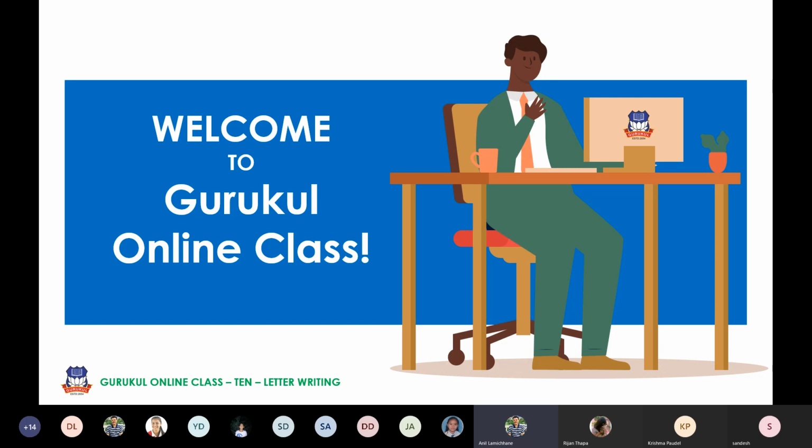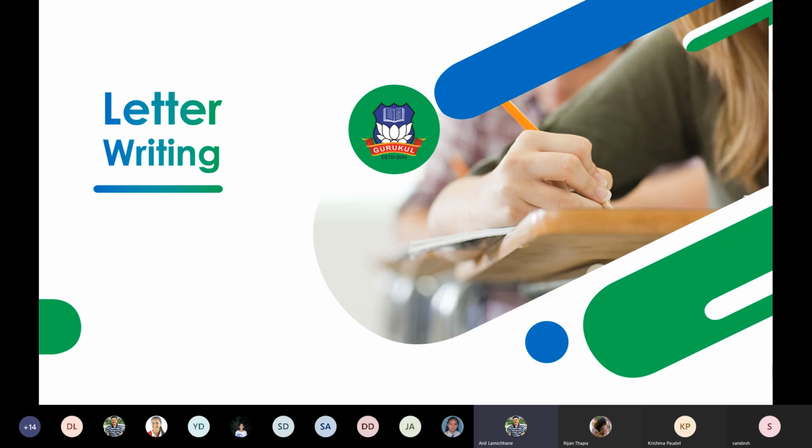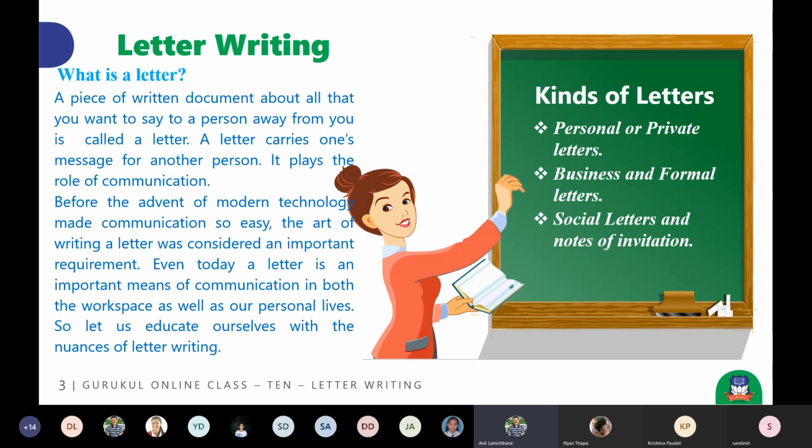So letter writing. First we'll be talking about what is a letter, what is letter writing, and types of letters. This way we'll go. So here, kinds of letters: personal or private letters, business and formal letters, and some social letters, and notes of invitations also we include in letters.